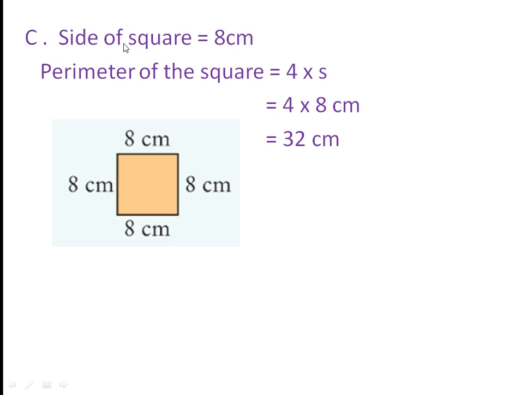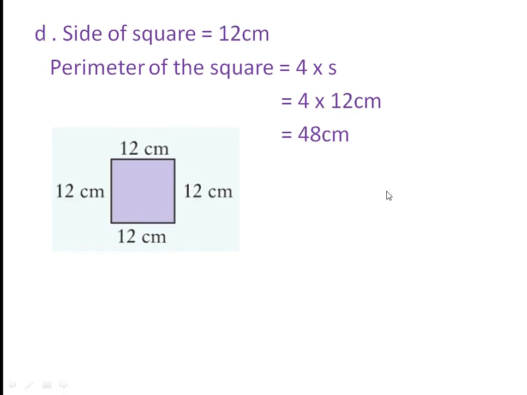See, the side of the square is equal to 8 centimeters. Now write down the perimeter of the square formula: 4 multiplied by side. The side value is 8 centimeters. 4 eights are 32 centimeters. What is the perimeter of the square? The answer is 32 centimeters. We should calculate like this.